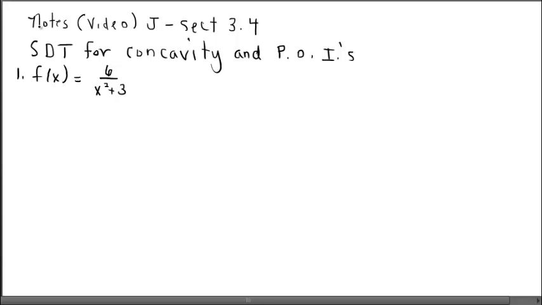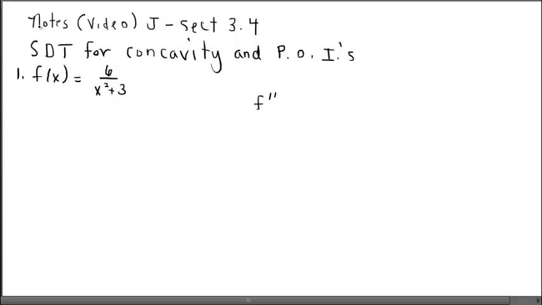Okay, what we want to do is find the intervals where this graph is concave up, concave down, and if this graph has any points of inflection. All right, the first thing we're going to want to do is investigate this function. We're going to want to notice that the function is defined on all real numbers. That is, there's no replacement for x that would cause us to divide by 0, so that's a good thing.